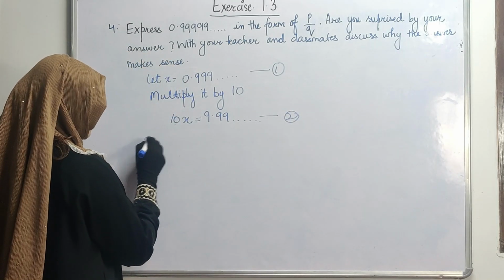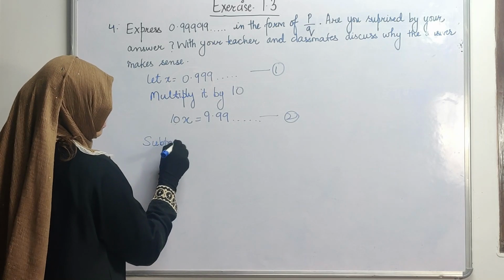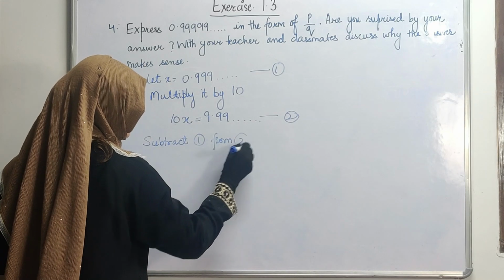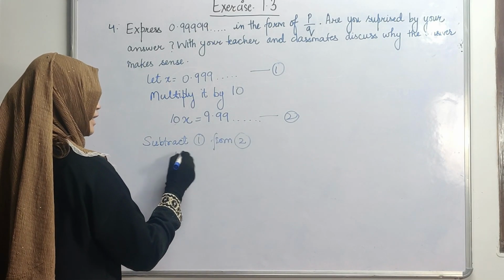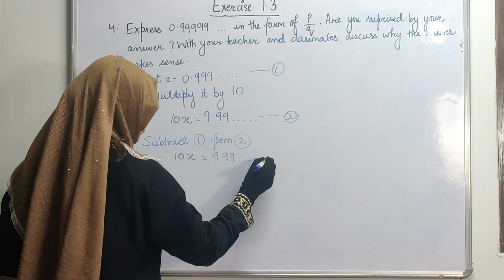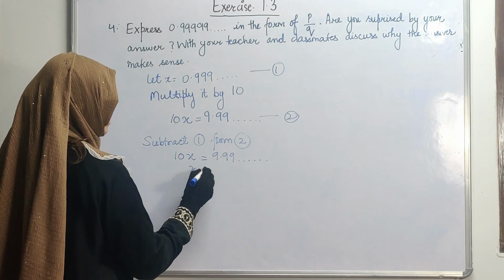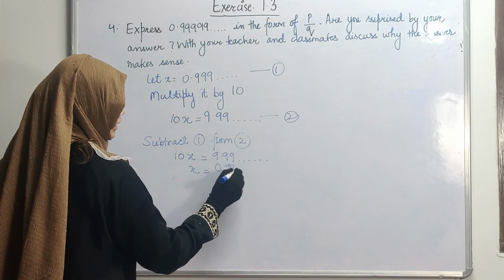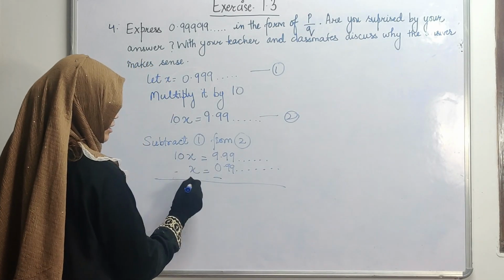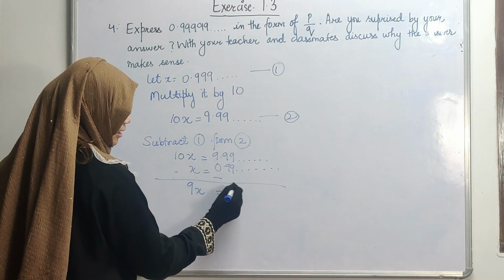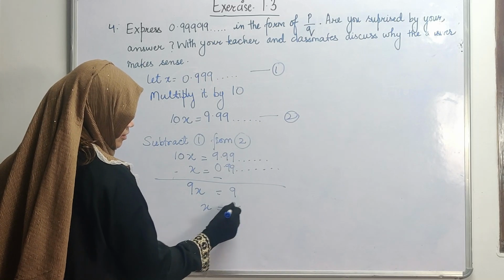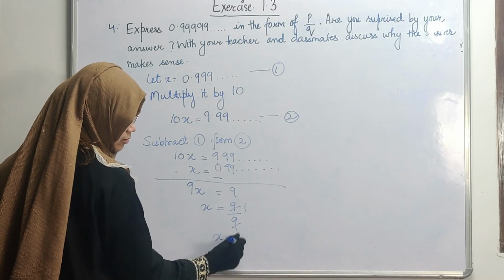Same step. Subtract 1 from 2. 10x is 9.99 and so on, x is 0.999 and so on. Subtract करेंगे हम. 10 minus 1 is 9x and here it will become 9 and x is equals to 9 upon 9, which is equals to 1.